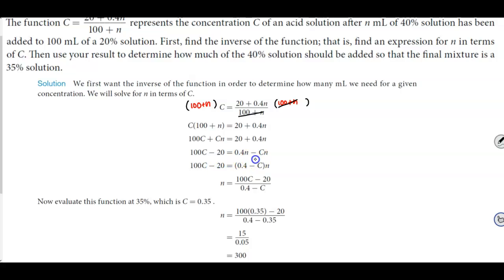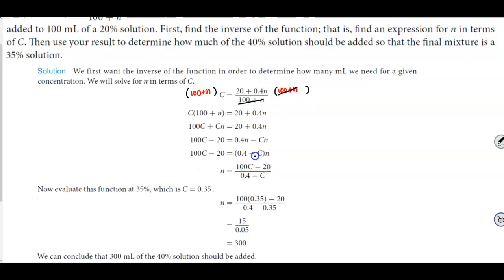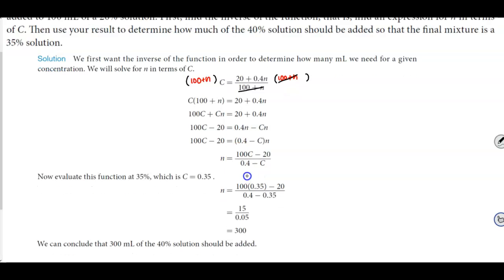Now, 100C - 20, we leave it alone. And on this side, we want to get n by itself. In order to get n by itself, you're going to have to factor out the n since n is in both terms. Now, to get n by itself, you're going to divide both sides by 0.4 - C. So now solving for n, it's going to equal (100C - 20) divided by (0.4 - C).